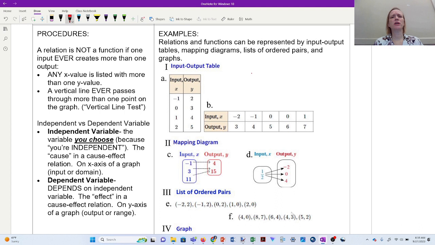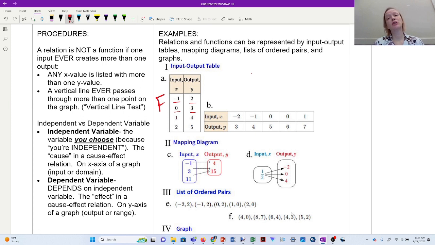So let's look here at these input-output tables, and you can see that for each x value, I have a y value. And if you look at these x values here, there are no repeats. Therefore, we can't possibly have any x value with two different y values. Therefore, this is a function.